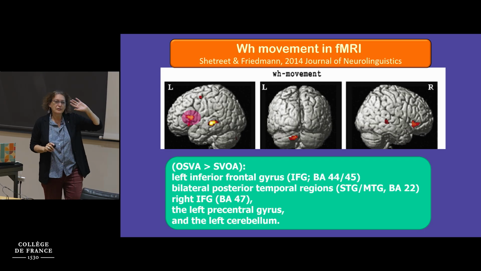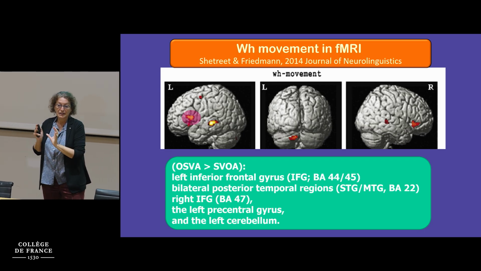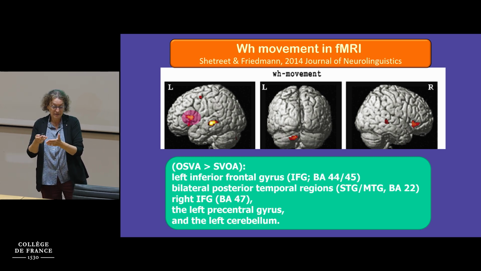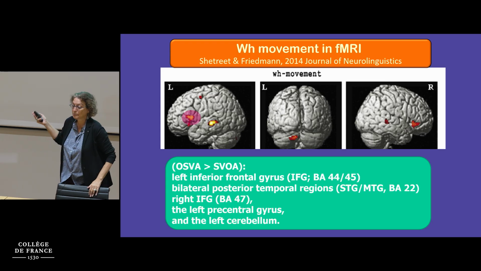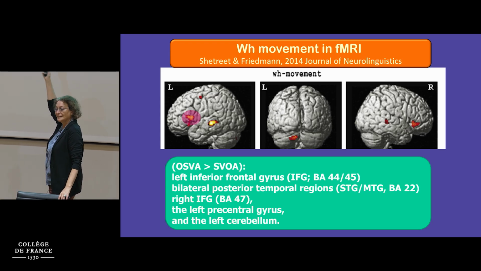So we know from a lot of studies on fMRI that there are certain areas that are very sensitive to movement, to syntactic movement. Among them, the IFG, what you see here in pink, and the STG and the angular gyrus.